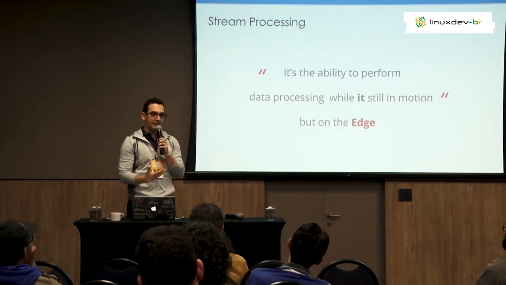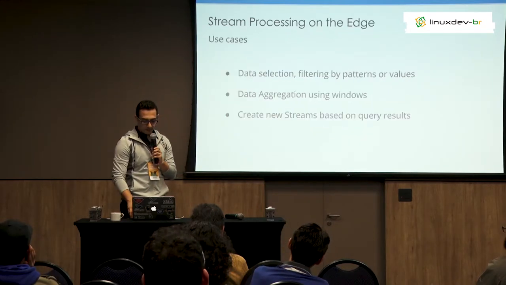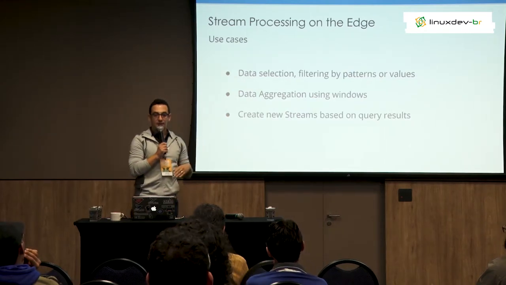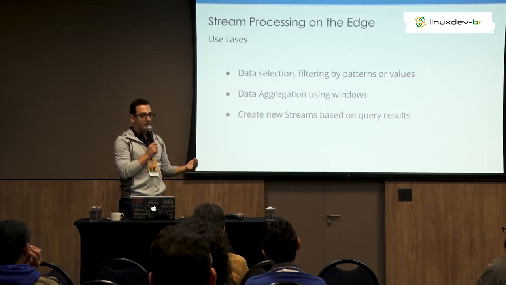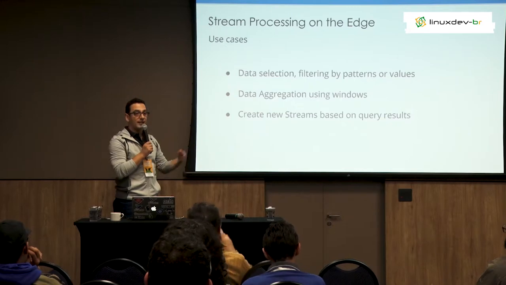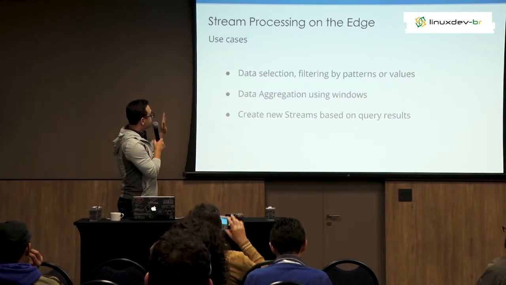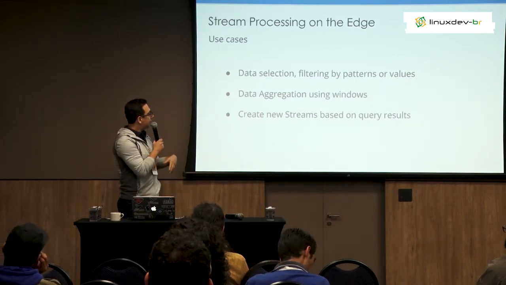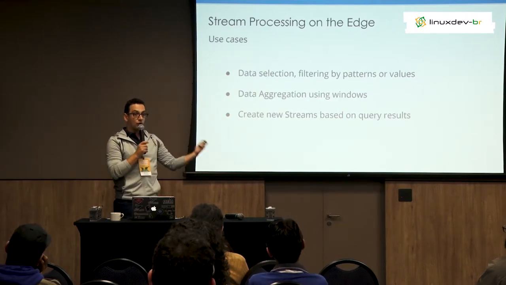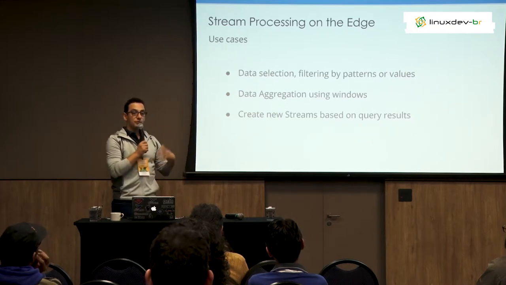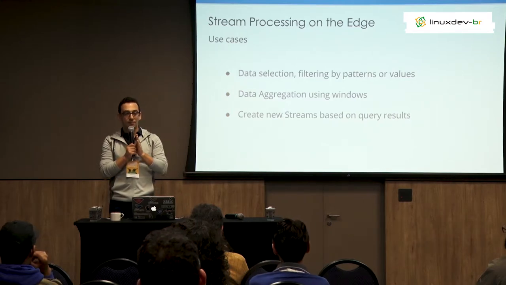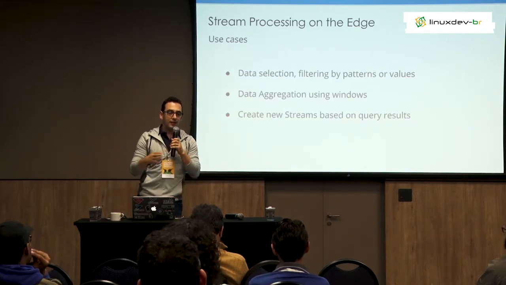So how can we do this but run it on the edge? Doing stream processing on the edge is not something that existed before. I would say that there are a really small number of tools that are doing stream processing on the edge. Because what we aim to provide is the ability to do data selection, filter data, create aggregations using windows of time, or create new streams of data based on results, but inside the same logging tool before hitting the cloud.